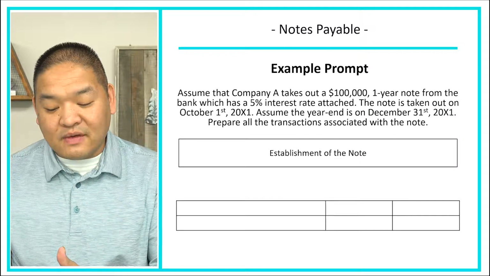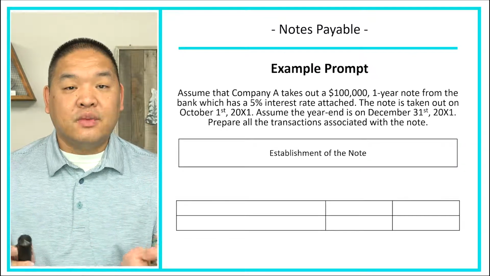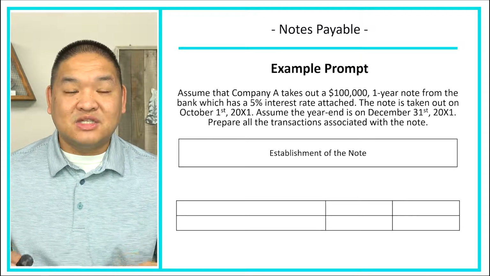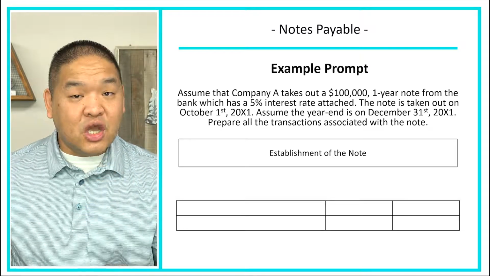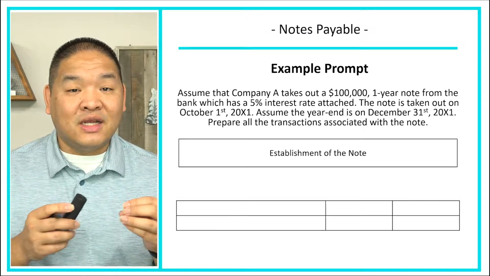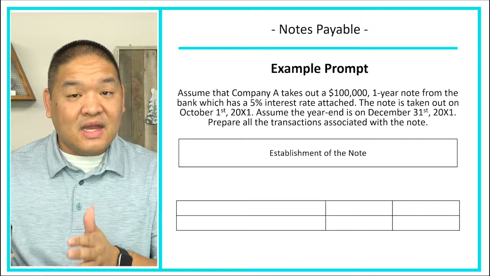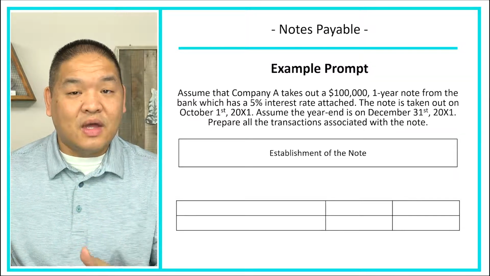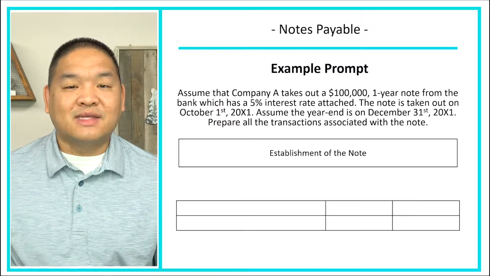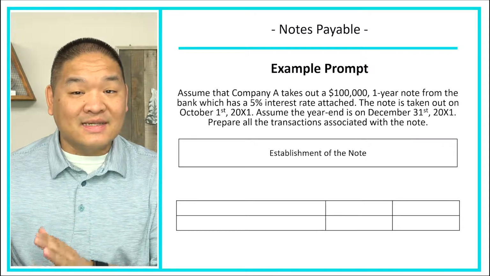So the reason why we're given a December 31st is we're going to close the books. So we need to put the expense associated with this note in the period in which it was incurred. There are some months that it was incurred in 20x1, so we're going to have to book an interest expense as an adjustment. We'll get to that in a second.